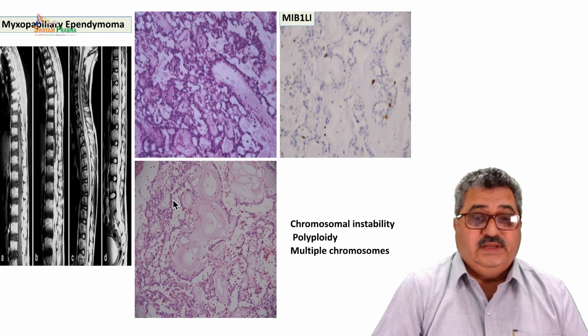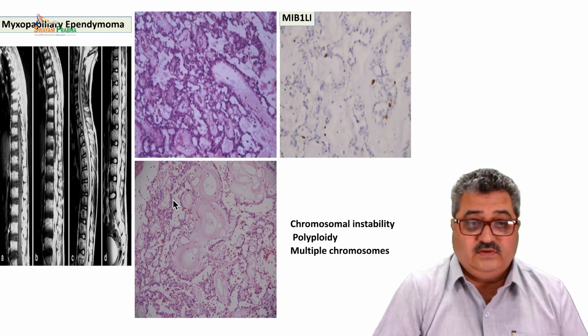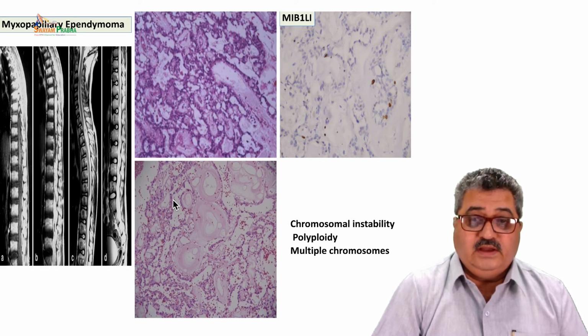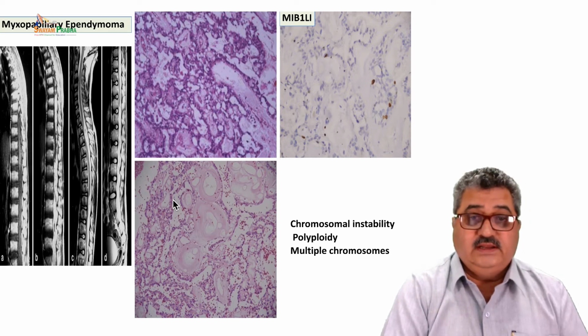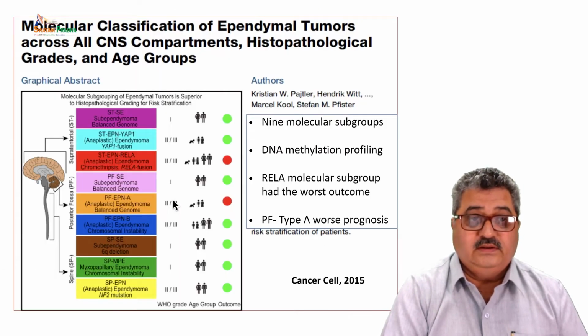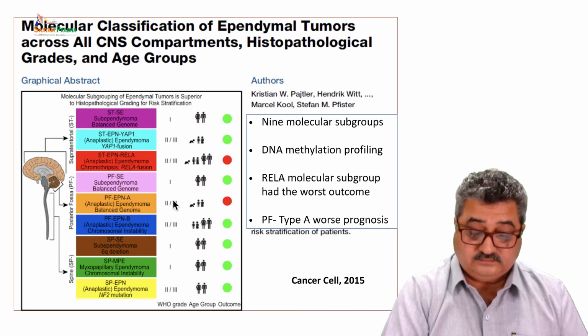Now the myxopapillary ependymomas also have a classical location. They are in the spinal cord, in the cauda equina. They have a very unstable chromosomal pattern. They may show polyploidy and very characteristic morphology. In the last WHO, they were graded as grade 1 ependymoma.